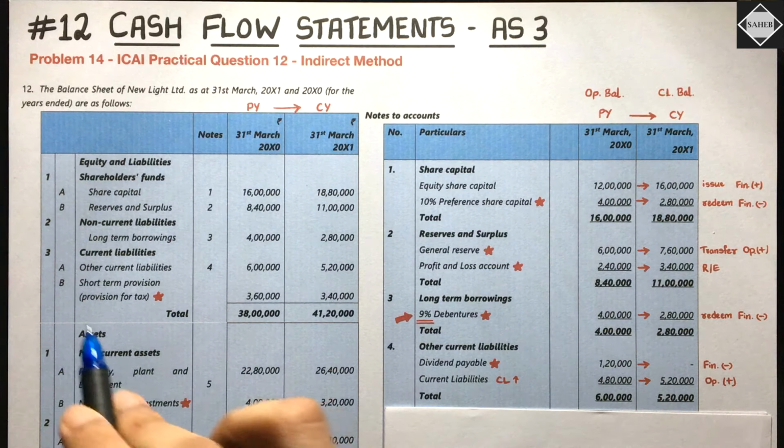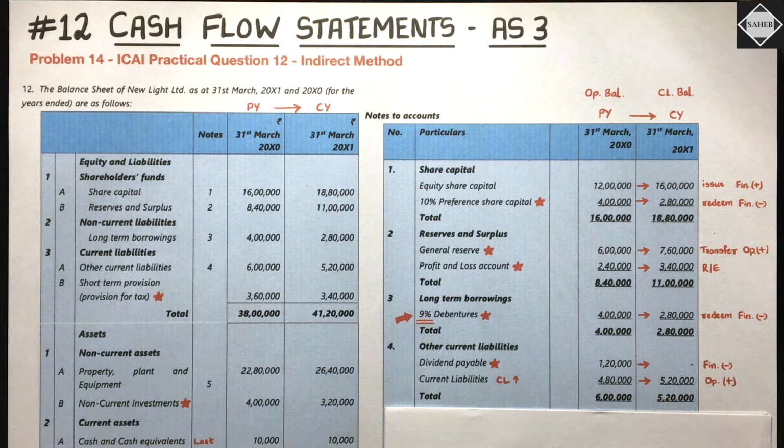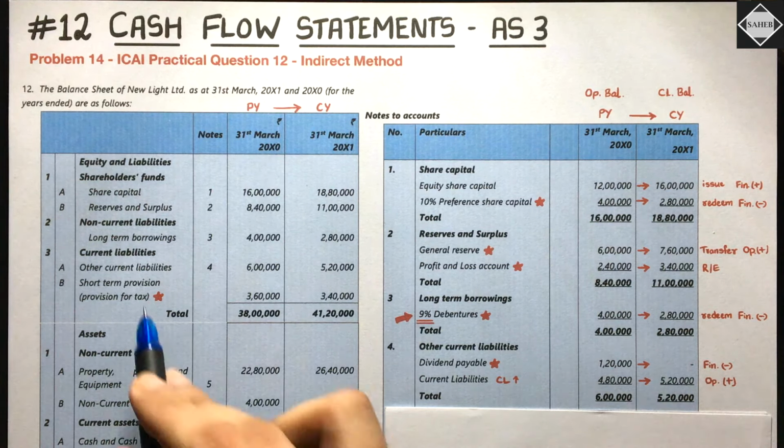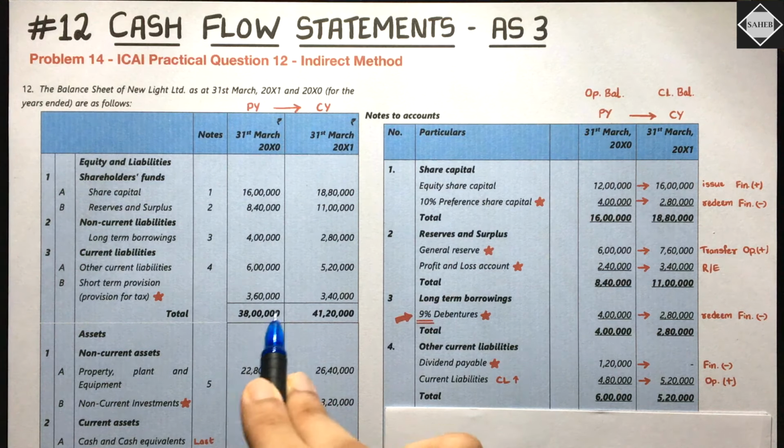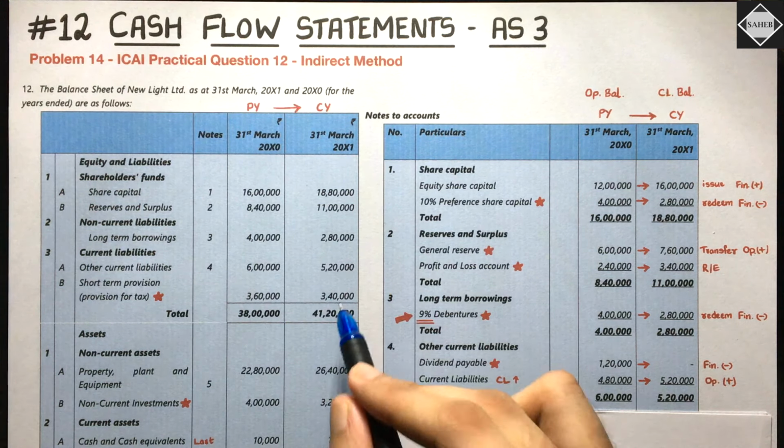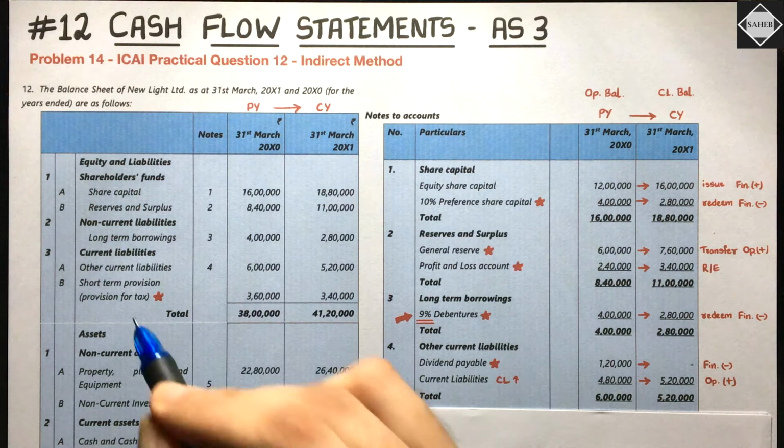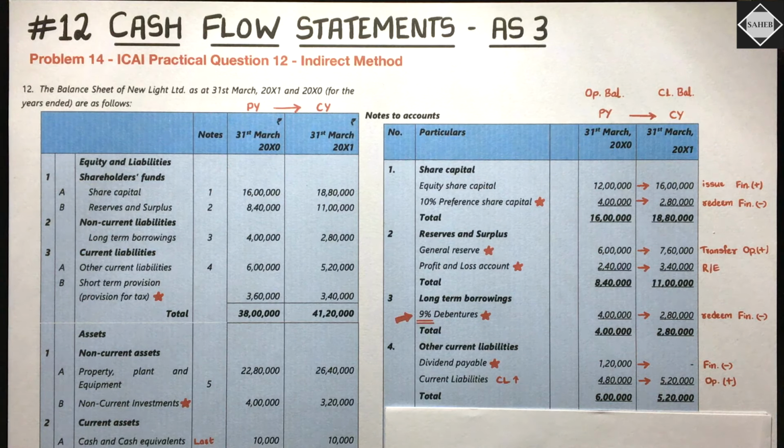Then next we have short-term provision for tax. There is no note, nothing. Directly they have given the opening balance of provision for tax as 3,60,000, closing balance is 3,40,000. So for this we definitely have to open the ledger account. All right. Next we have non-current assets. Yeah, all liabilities and equity are over.